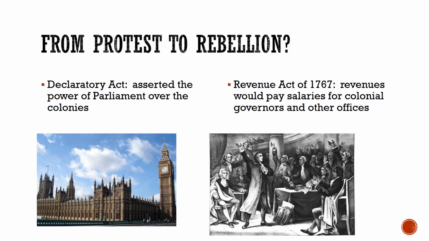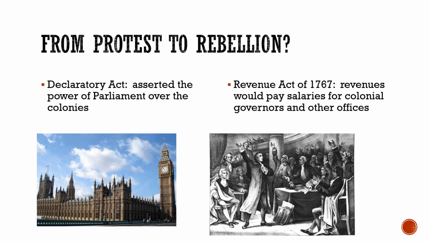In protest, once again, the colonists boycotted the purchase of imported British goods. They began to make their own clothing, which leads some historians to call this the age of homespun. And they began to develop their own manufacturing.